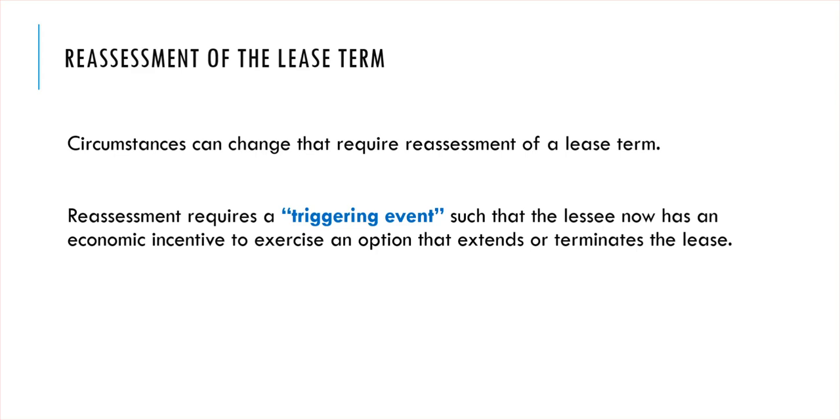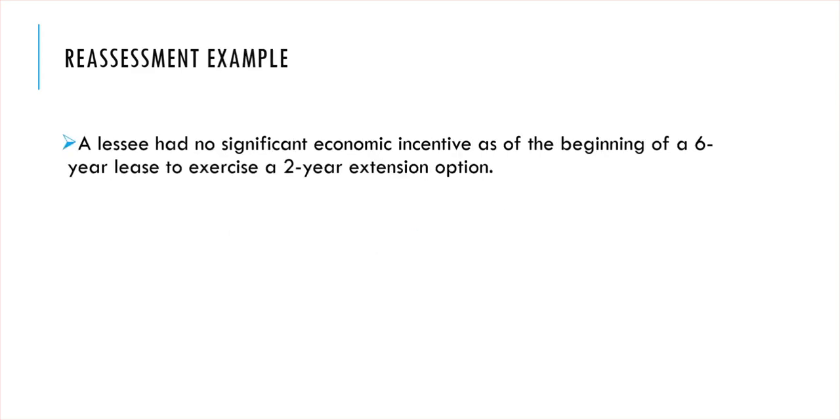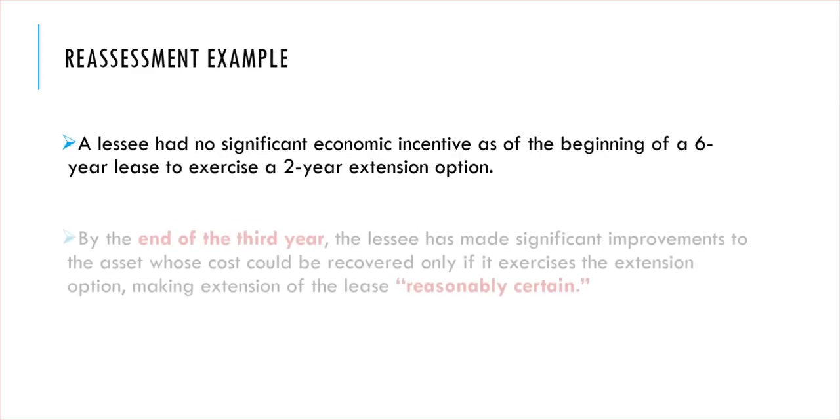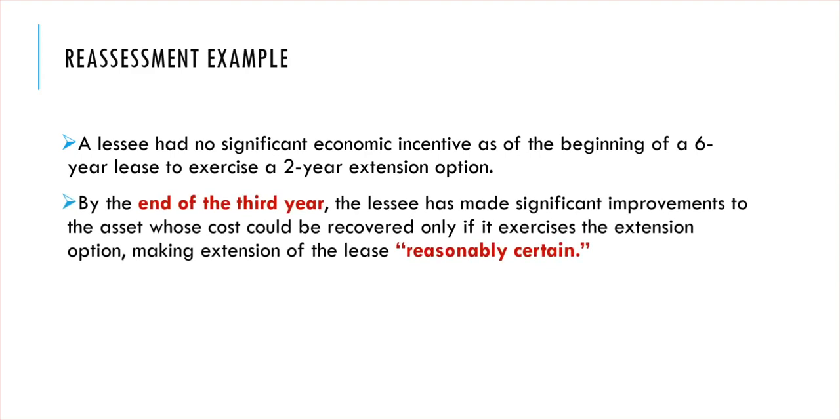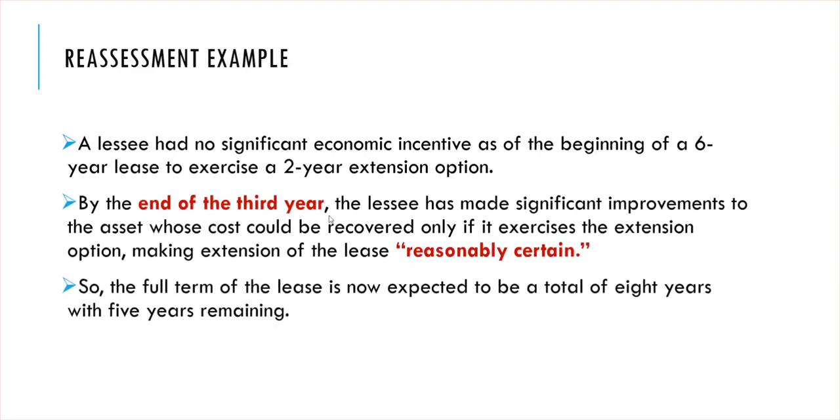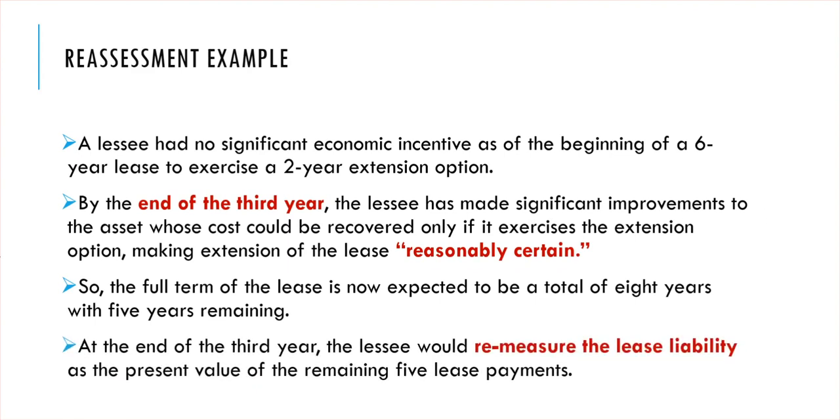So there's an option here. You have a lessee that has an economic incentive to exercise an option that's going to extend or terminate the lease, because it's written into the rules of the lease that they can do it. What do you do in these situations? Well, by the end of the third year, the lessee has made significant improvements to the asset whose cost will be covered only if exercising the extension, making extension of the lease reasonably certain.